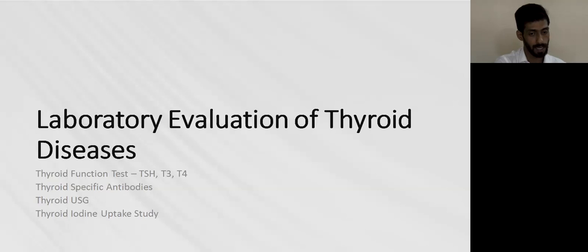The second thing that you need is to see the morphology of the thyroid in cases that require it, where imaging comes into play. The third thing is, once you have your morphology and your functional status, you need to do an etiological workup to find out the cause of the thyroid dysfunction. That is where your thyroid specific antibodies and your iodine uptake scans come in.